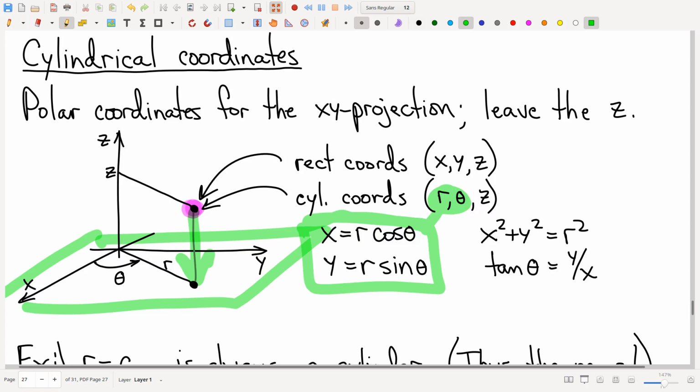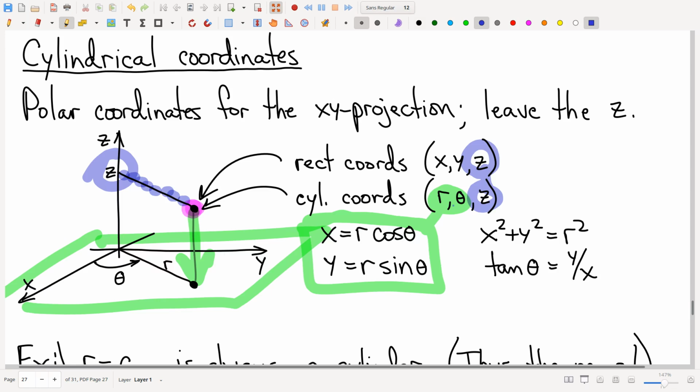That's pretty convenient. The only thing that's left to be thought about is the remaining coordinate, which of course is just z. And so cylindrical coordinates doesn't do anything with that at all. It just leaves z as z. So you might think of this as polar coordinates, comma z, right? Perfectly reasonable, no problem.